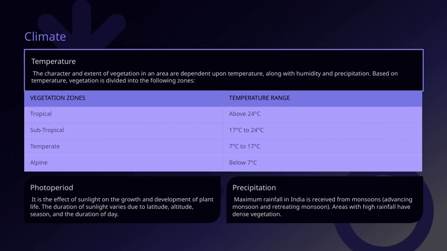grow throughout the year. So, in summary, temperature sets the broad zones of vegetation, but humidity, precipitation, and sunlight duration all work together to shape the specific types of vegetation we see across different regions. All these factors are interconnected and crucial for understanding the diversity of plant life in our climate zones.